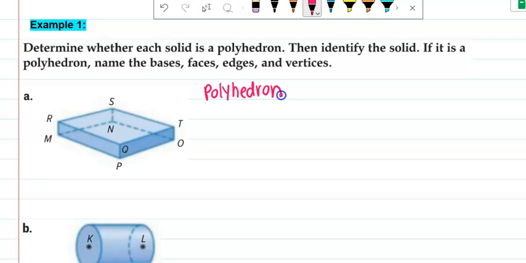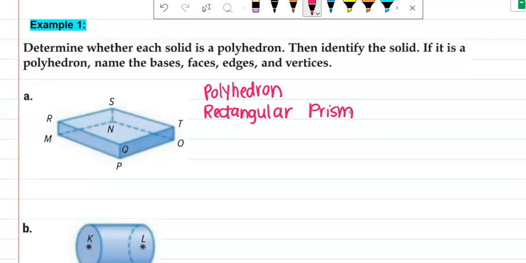So we know that if it has a bunch of rectangles, then it's going to be a prism. Okay? Specifically, whatever the base is is the type of prism. So this is a whole bunch of rectangles. So we'll just deem what the bottom and the top of it, like if this was a box, those are the bases. So this is going to be a rectangular prism.